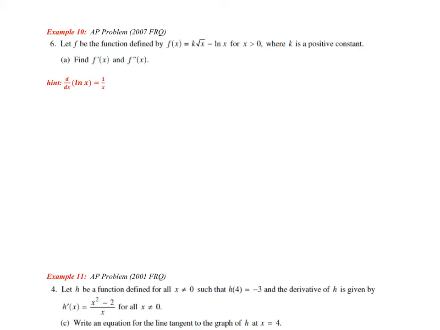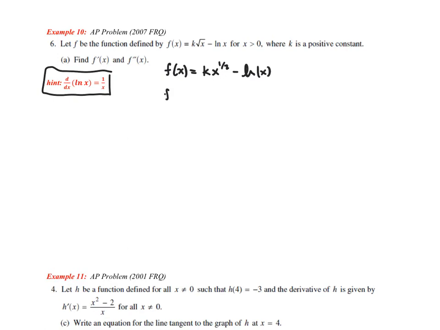Okay, let's continue. All right, example 10. Let f be a function defined by the following: k times the square root of x minus natural log of x for x greater than 0, where k is a positive constant. Find the first and the second derivative. Okay, so this is not just a hint, it's actually very important to this problem. But the derivative of f of x, first I'm going to write k square root of x is k x to the 1/2 minus the natural log of x.